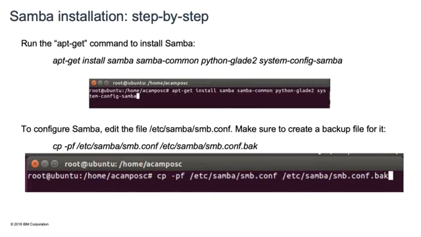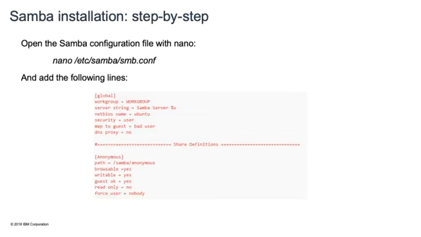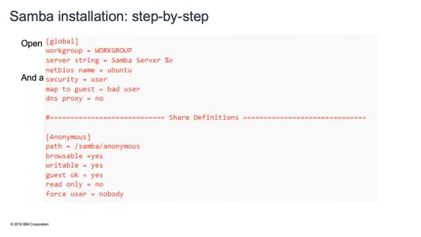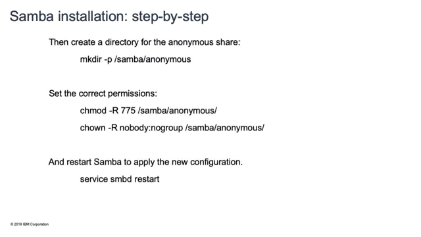Now we just need to edit the file, and we can just use nano or vi to edit this file and add the following lines. We just need to copy this information and paste it into this file. It doesn't matter the order, but we just need to make sure that we have all the lines in that file. Then we just need to create a directory with the mkdir command.